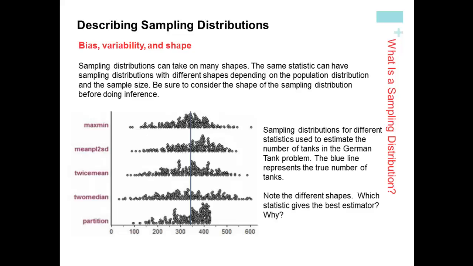Sampling distributions from different statistics used to estimate the number of tanks in the German tank problem. The blue line represents the true number of tanks. Note the different shapes the estimators took on. Which statistic gives the best estimator, and why? Again, remember you're looking for the one that has low or no bias, and then from there has the least variability.